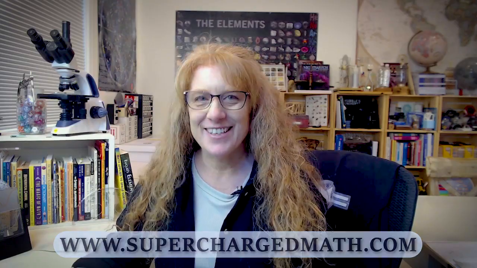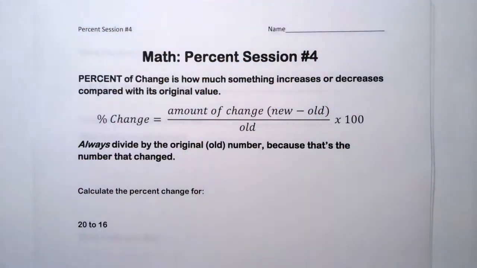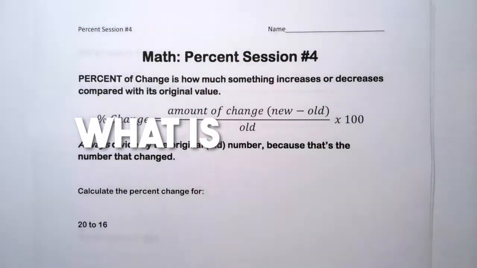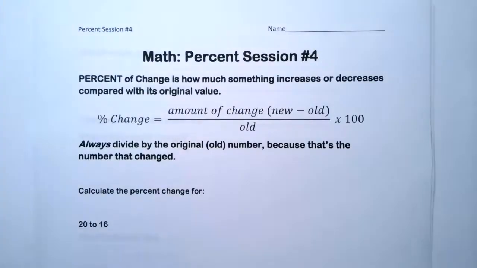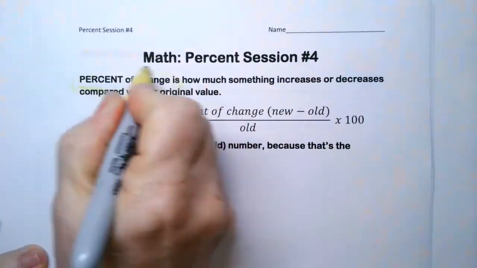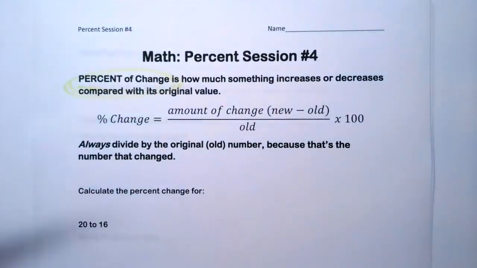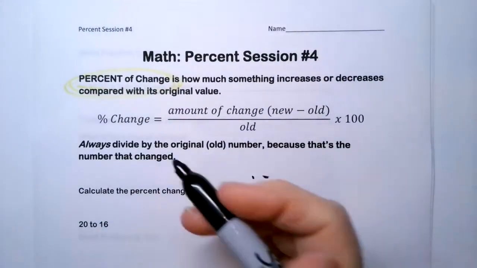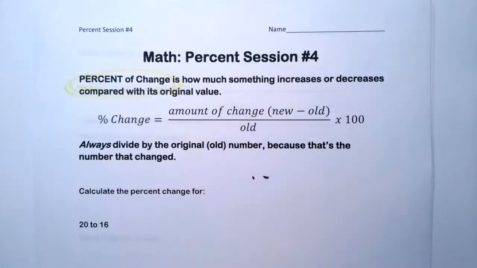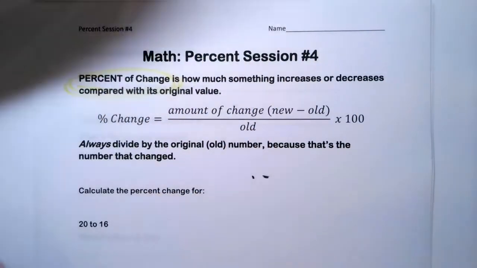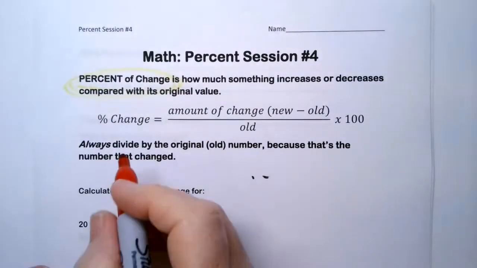Okay, let's get started. And so let's talk about this. What is percent change or percent of change? It's how much something increases or decreases compared with the original value. So if last week you bought a toy for $50 and this week it's $40, that would be a decrease, it'd be less.